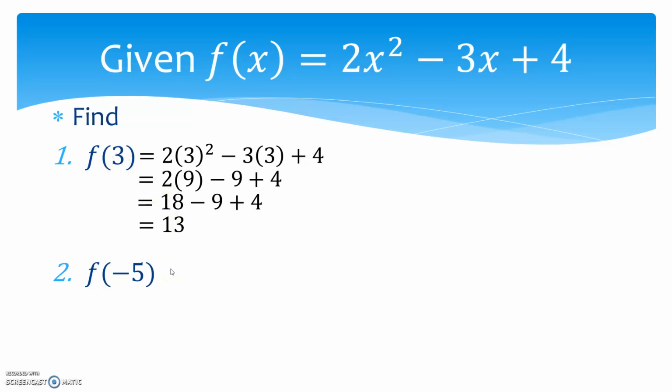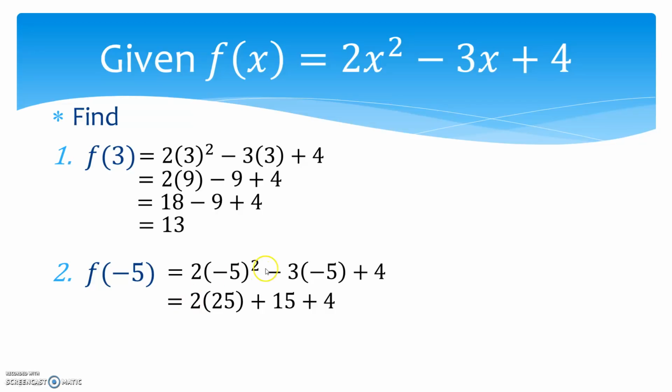Isa pa. How about f of negative 5? So that means 2 times the square of negative 5 minus 3 times negative 5 plus 4. So we have 2 times 25 kasi the square of negative 5 is 25. And then negative 3 times negative 5 is positive 15 plus 4. So we have 2 times 25 is 50 minus 15 plus 4 equals 39. 50 minus 15 is 35 plus 4 equals 39.